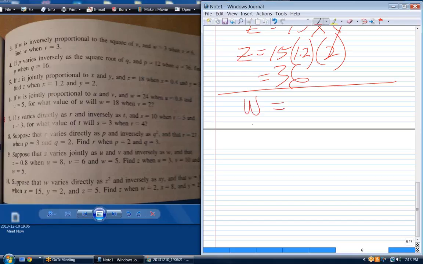6 is going to be W equals K times U times V. Okay.